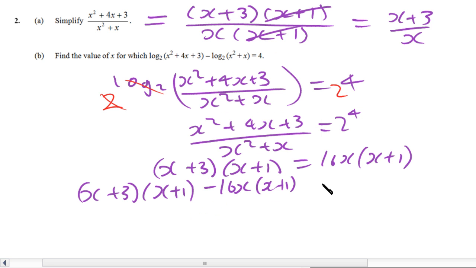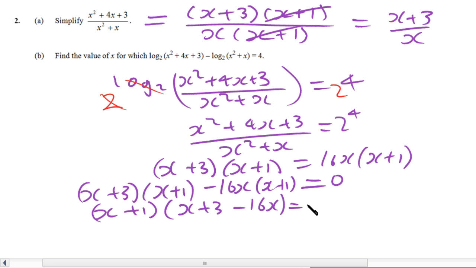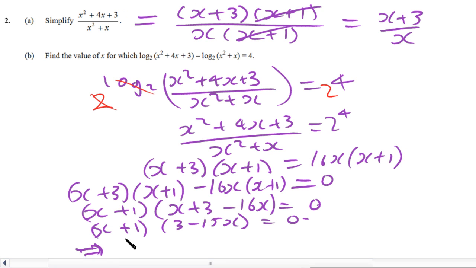equals 0. And we've got a common factor of x plus 1, which saves us a bit of time. And we're left with x plus 3 minus 16x left over. So we get x plus 1 times by, then we've got 3 minus 15x equals 0. So this implies that x equals minus 1, or on this we're going to get minus 3 over minus 15, which is 3 over 15, which is 1/5.